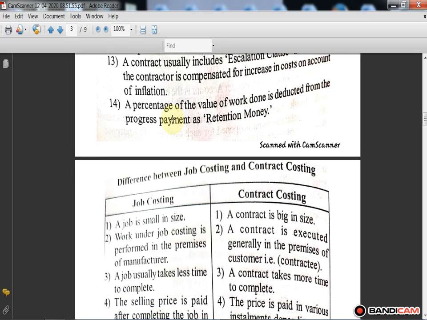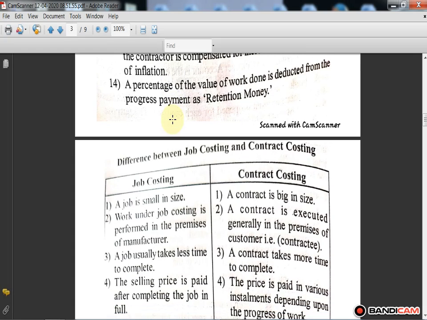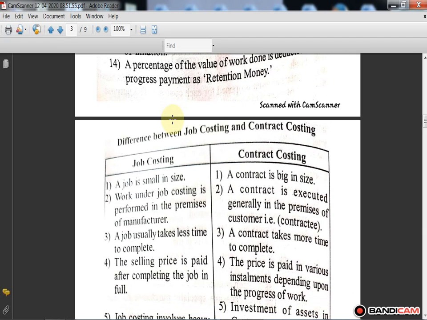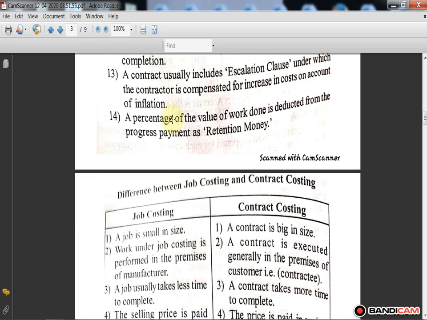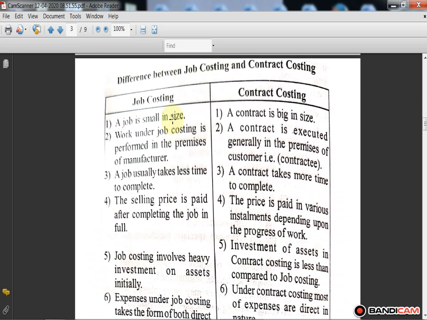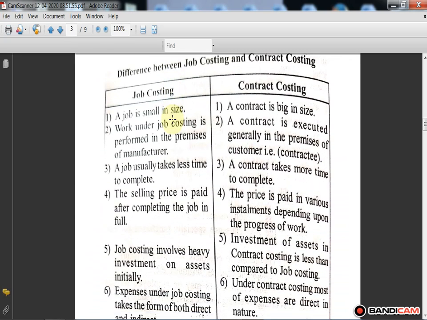14. A percentage of the value of work done is deducted from the progress payment as retention money. Now we have discussed the 14 features of contract costing. Now we are going to discuss the difference between job costing and contract costing.